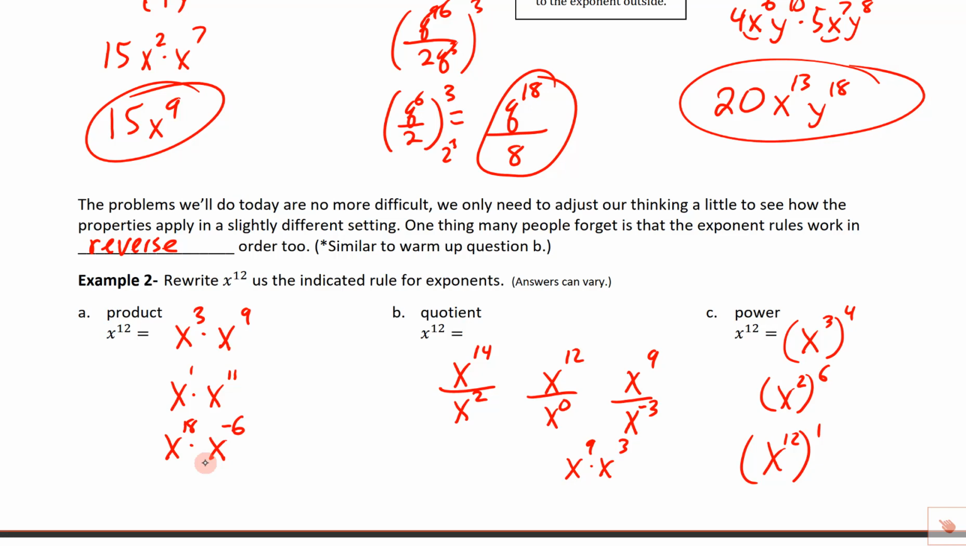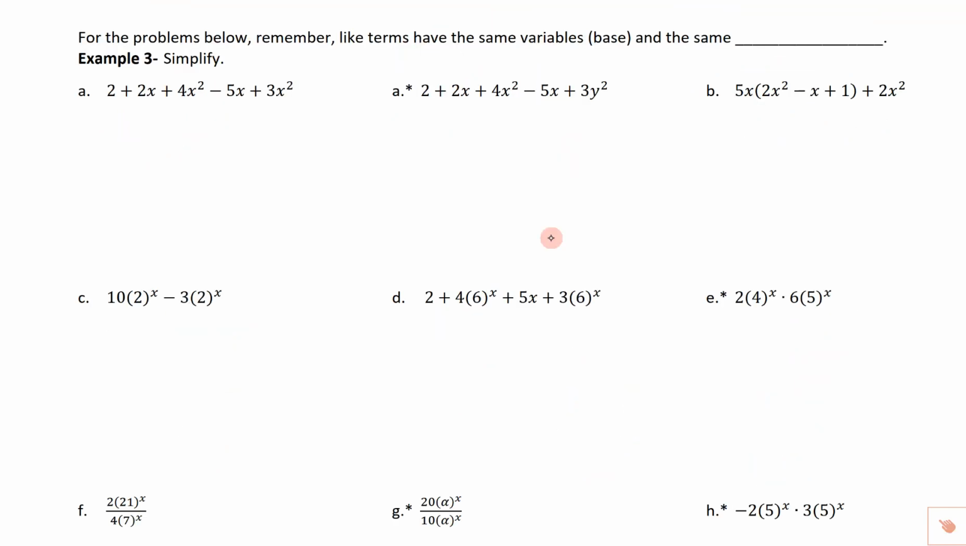Okay, let's flip the page over and take a look at the other side. Let's make sure we all remember that if we've got like terms, they have to have the same variables. In other words, they have to have the same base, and they've got to have the same exponent. Both of those things have to be the same in order to have like terms. So let's take a look at this example right here. This is A. The instructions say simplify.